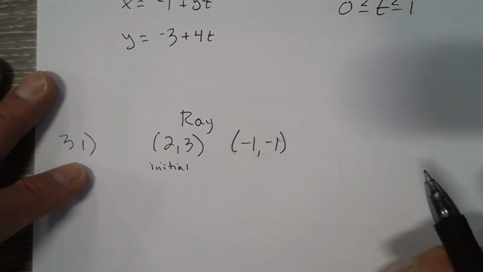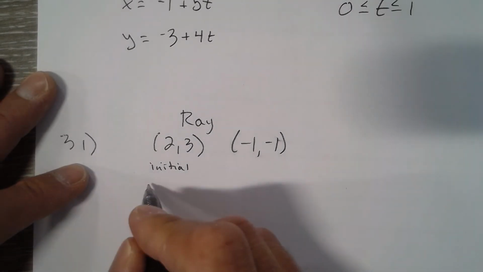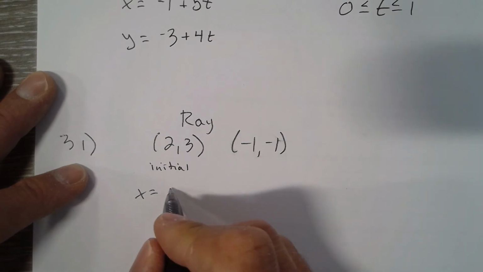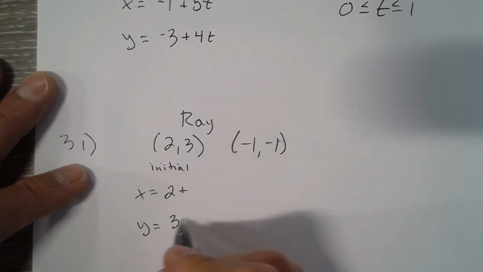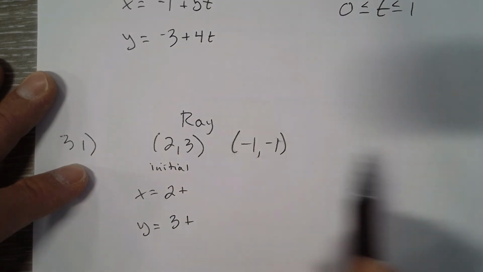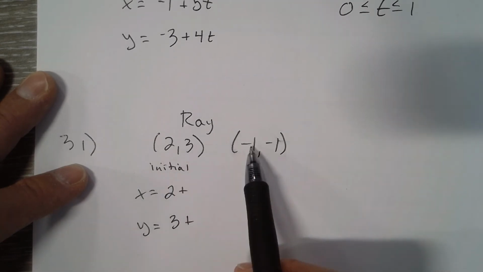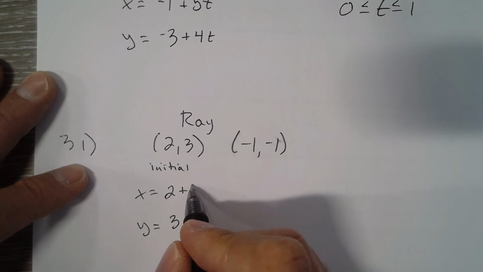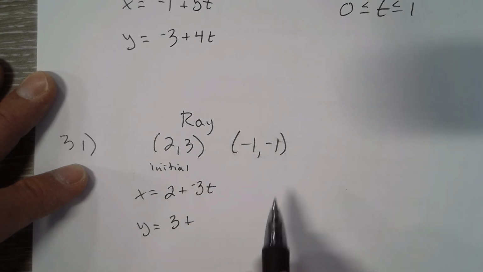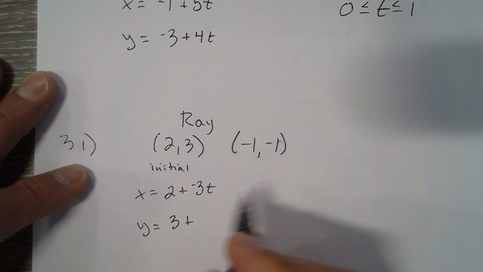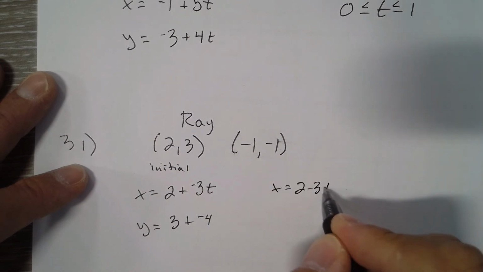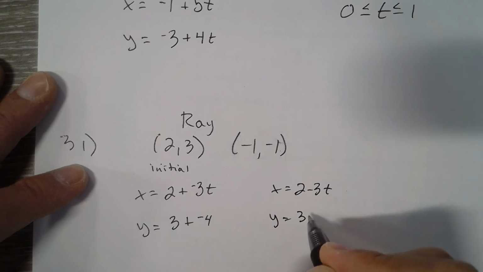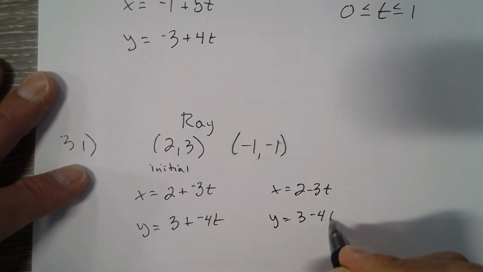31 is a ray, that's the only difference, but they tell you that's your initial, so your initial is 2, 3. So to go from 2 to -1, we actually subtract 3, so plus -3t. And to go from 3 to -1, I subtract 4. So x equals 2 minus 3t, y equals 3 minus 4t.